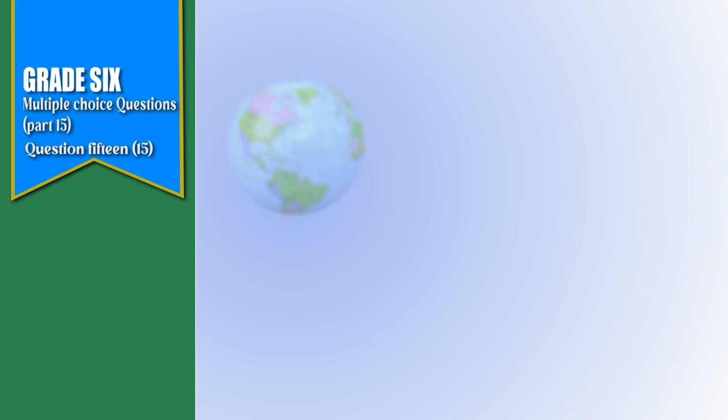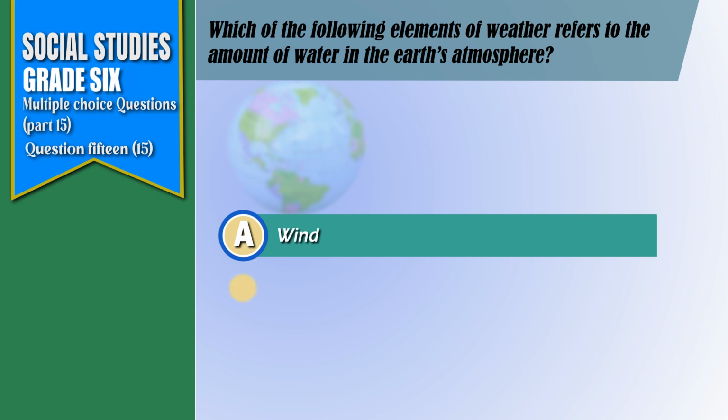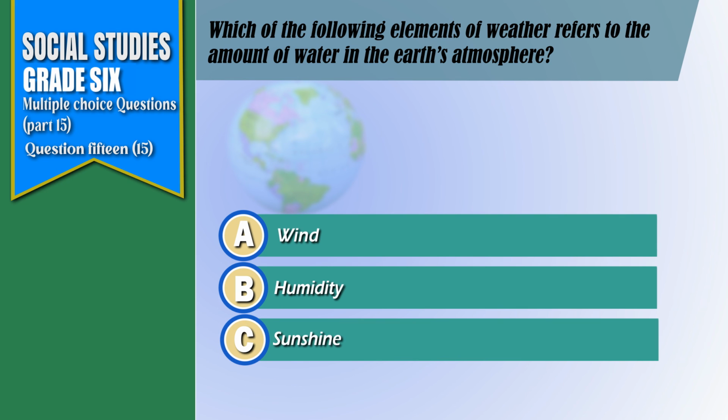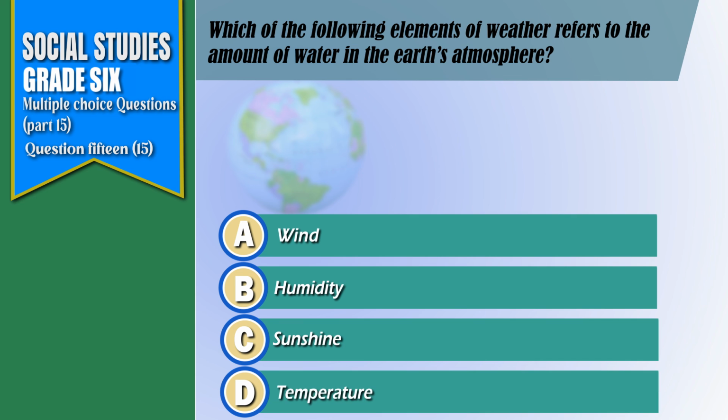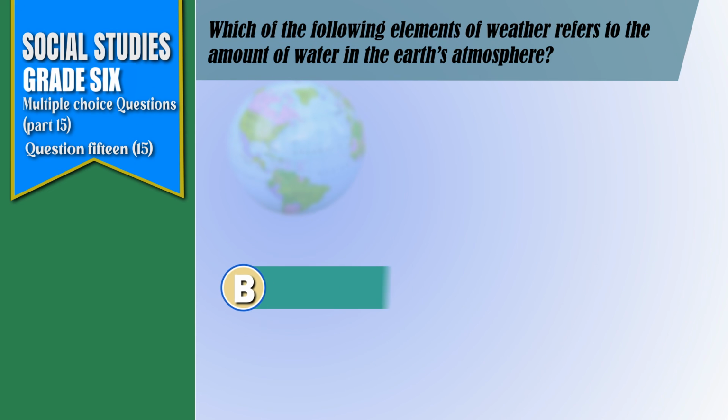And our final question for this segment, question 15. Which of the following elements of weather refers to the amount of water in the Earth's atmosphere? A. Wind, B. Humidity, C. Sunshine, or D. Temperature. The answer to question 15 is B.